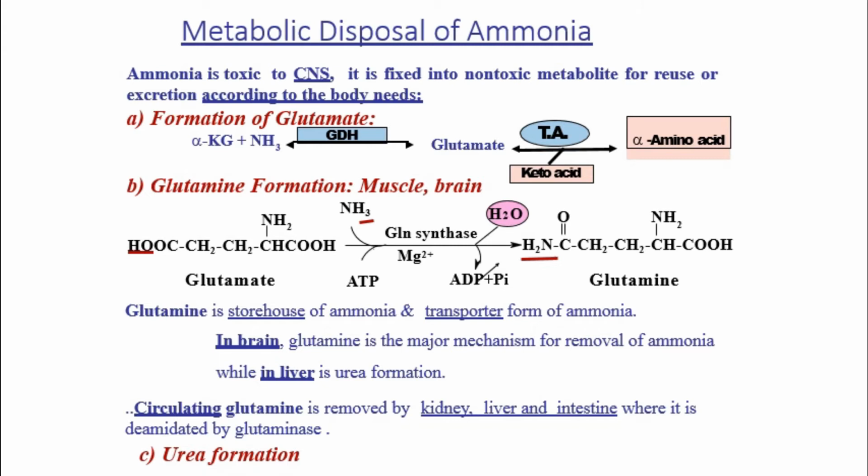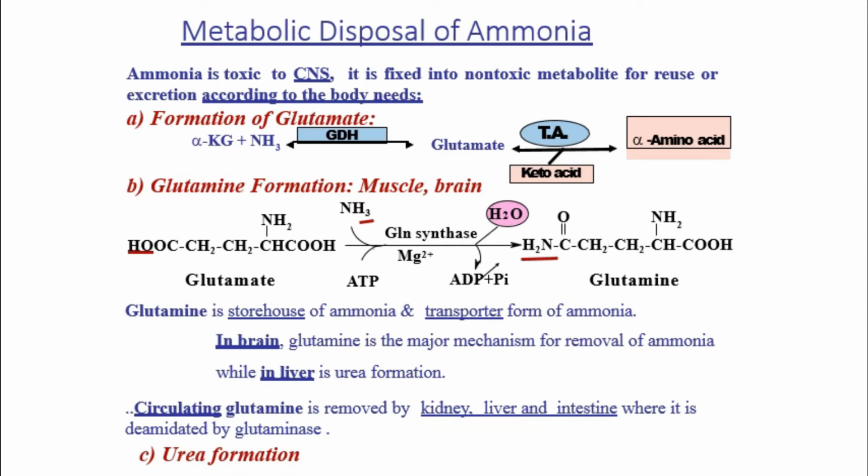Now this is how the disposal takes place. I've already told you that ammonia is toxic to our nervous system. So what happens? The first thing that happens is that glutamate is formed. Alpha ketoglutarate and ammonia are converted into glutamate by glutamate dehydrogenase, which then ultimately goes through the process of transamination to form new amino acids and keto acids. So the first step is formation of glutamate.